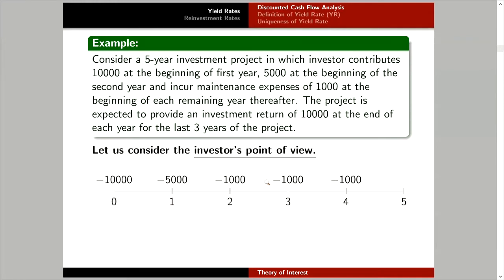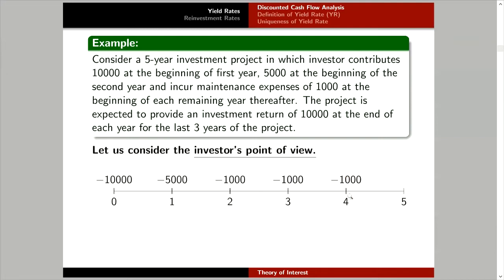Okay. What about these 3 negative 1,000s here? Ito yung mga maintenance expenses incurred during this 5-year investment project. Okay? Siyempre, sinong magbabayad niyan? Yung investor pa rin. Diba? So, that's why ito ay mga perang lumabas pa rin kay investor. So, that's why we have negative 1,000 at time 2, time 3, and time 4. Okay? Kasi sila ay at the beginning of each remaining year thereafter na incur. Hanggang time 4 lang because ito ay beginning of the 5th year.